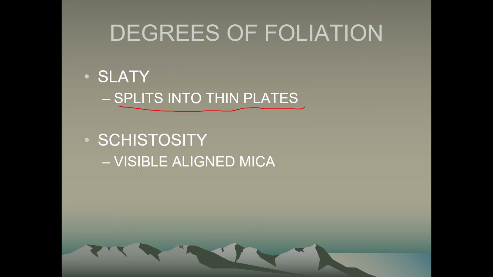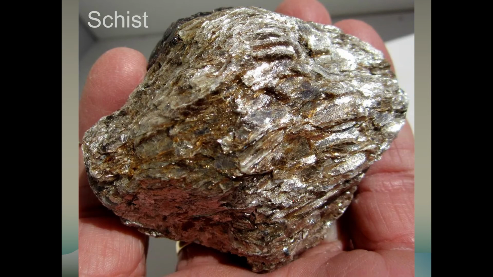So slate will split into thin plates. And then there's schistosity. Can you say that? Schistosity. Be careful the way you say it. You might get in trouble. And with schistosity, you'll see micas that are foliated, that are aligned. And you'll end up with a very shiny rock. So this schist is very shiny. It is schistose. It exhibits schistosity. Can you say that? But you can see, like, these are all little crystals of muscovite and biotite in here.